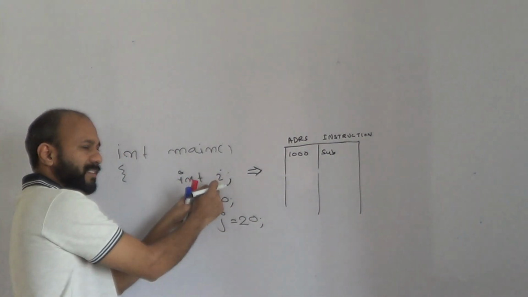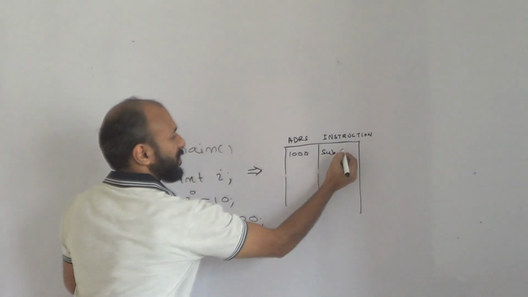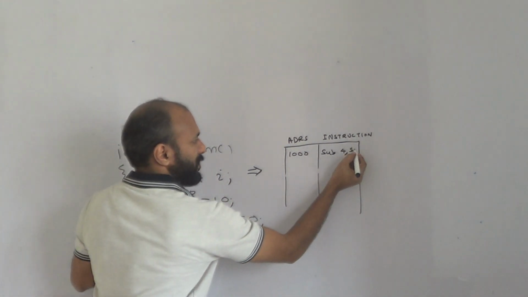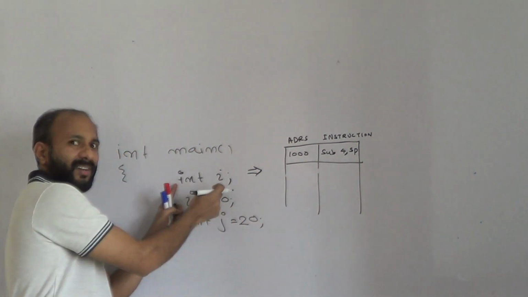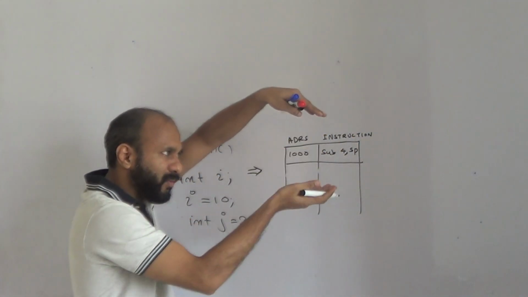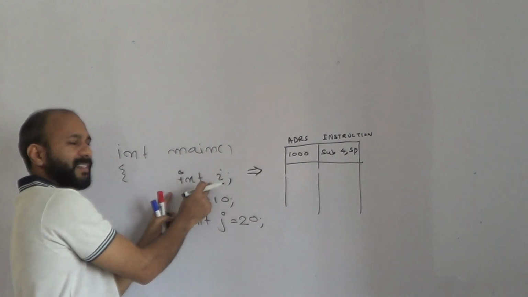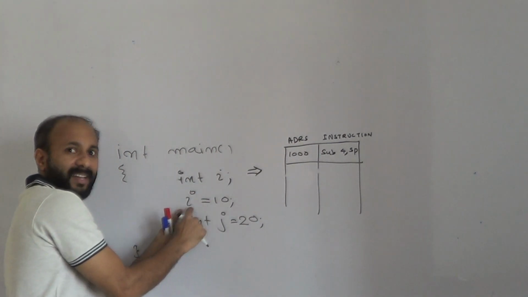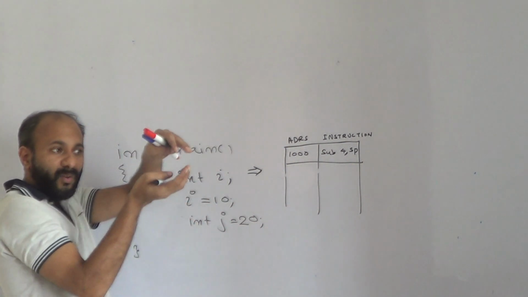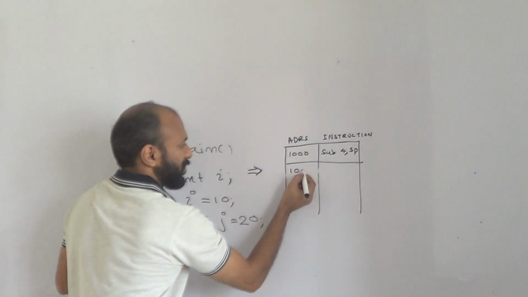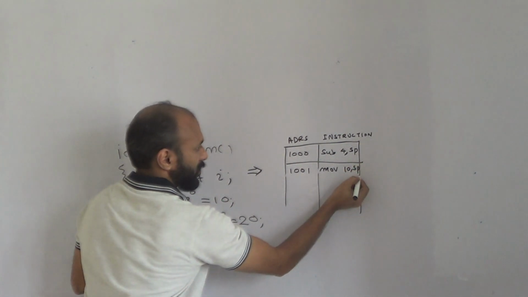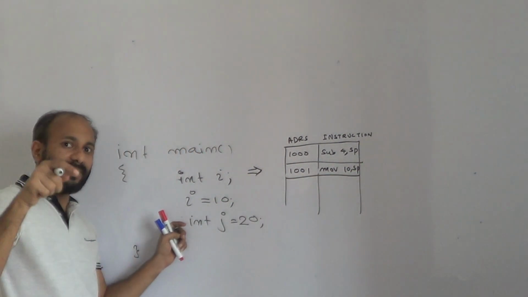Subtract the size of this integer from the stack pointer. The size of the integer is 4 bytes in a 32-bit microprocessor. Now this i got memory. Here, assume the stack pointer is somewhere. It is moving down 4 bytes for this integer i. Now I am writing i equal to 10. This 10 has to move into the location where we allocated the memory. So the next instruction will be move 10 to where the stack pointer is pointing currently.